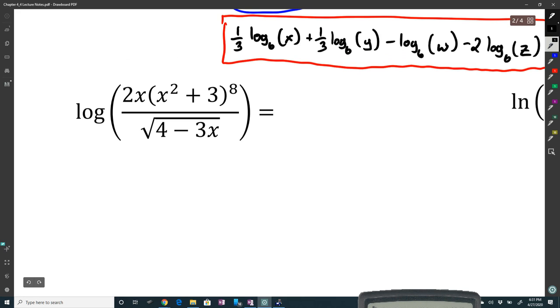All right. So again, we're going to work with the top and bottom. The main idea here is division. Before I even start, let me actually rewrite this.